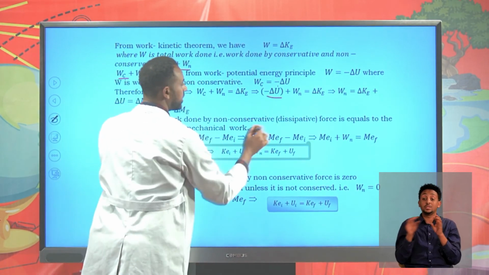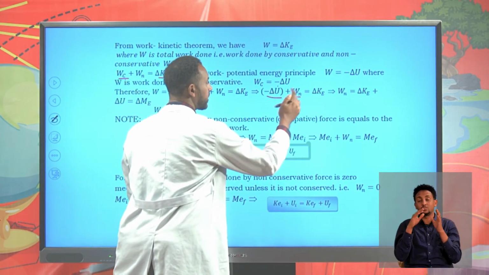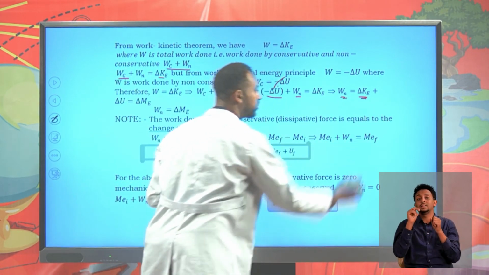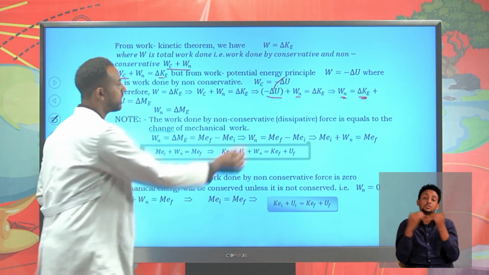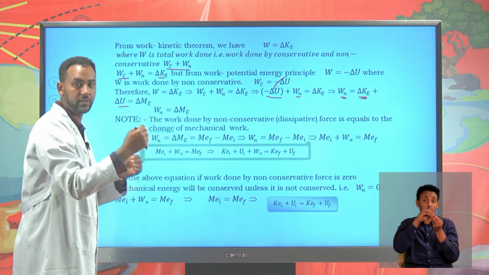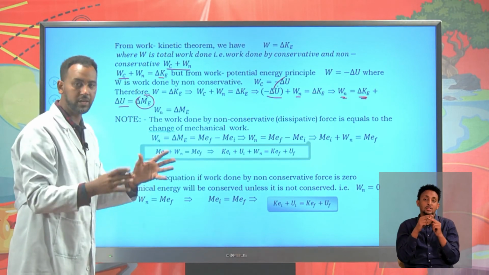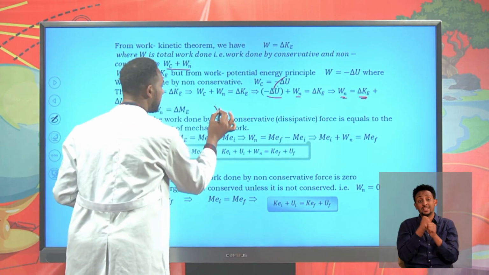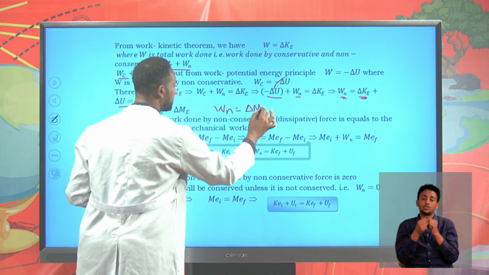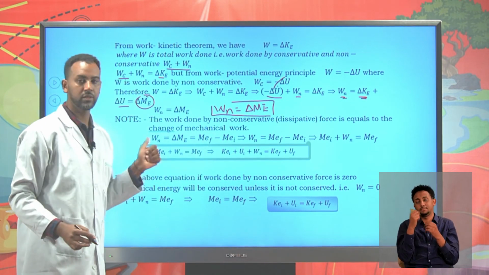When you substitute here, the negative of the change in potential energy plus the work done by non-conservative forces equals the change of kinetic energy. When you transfer it here, work done by non-conservative forces equals the change in kinetic energy plus the change in potential energy. The summation of kinetic energy and potential energy is known as mechanical energy. Therefore, generally, work done by non-conservative force equals the change of mechanical energy. This is the other very important equation.